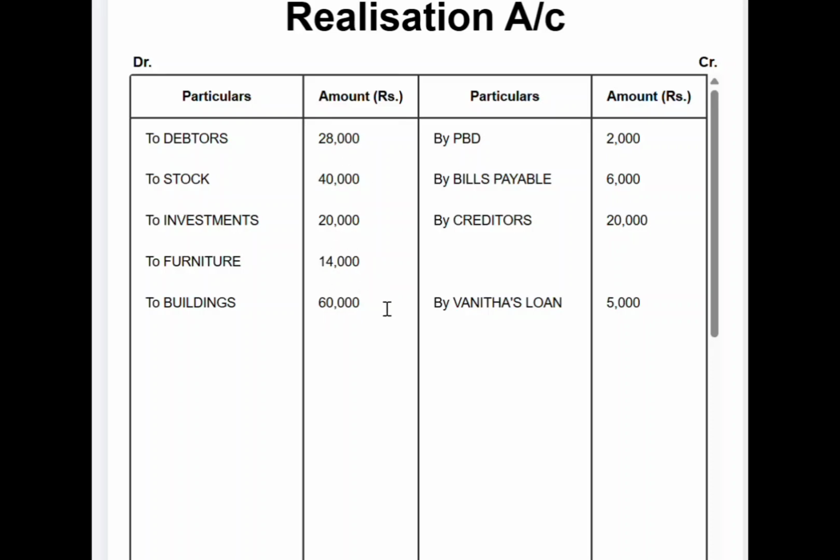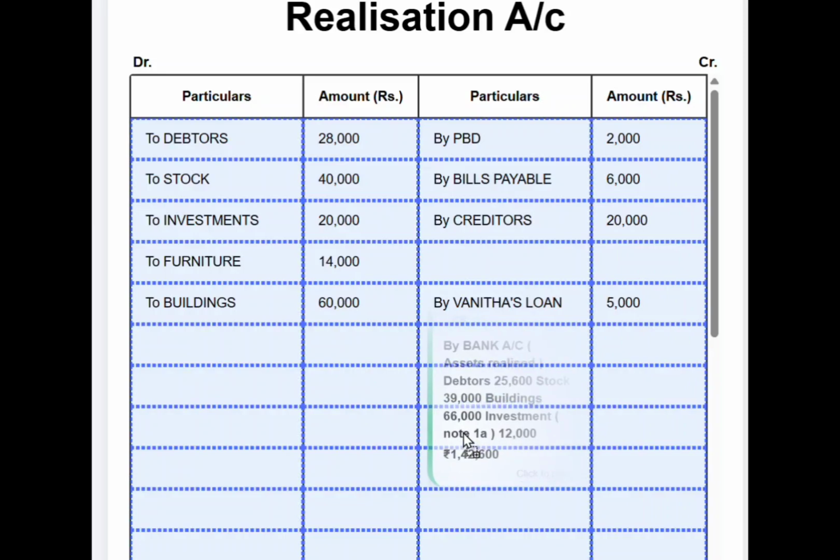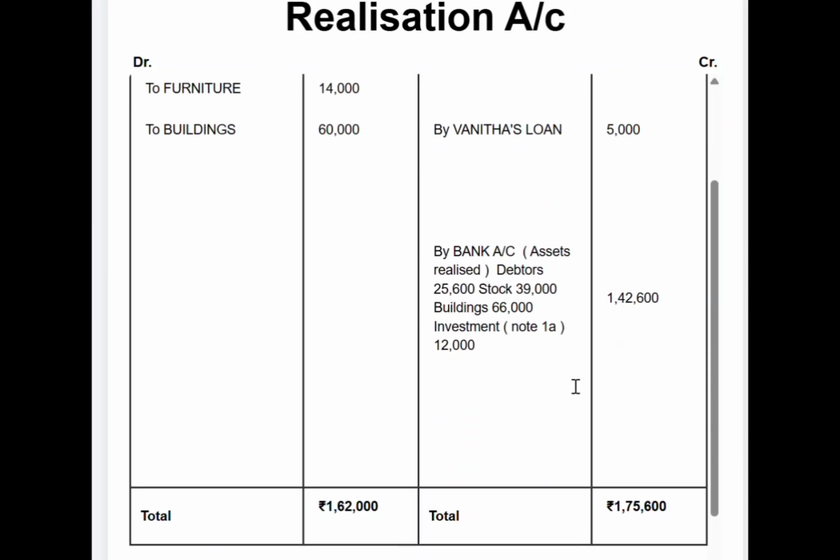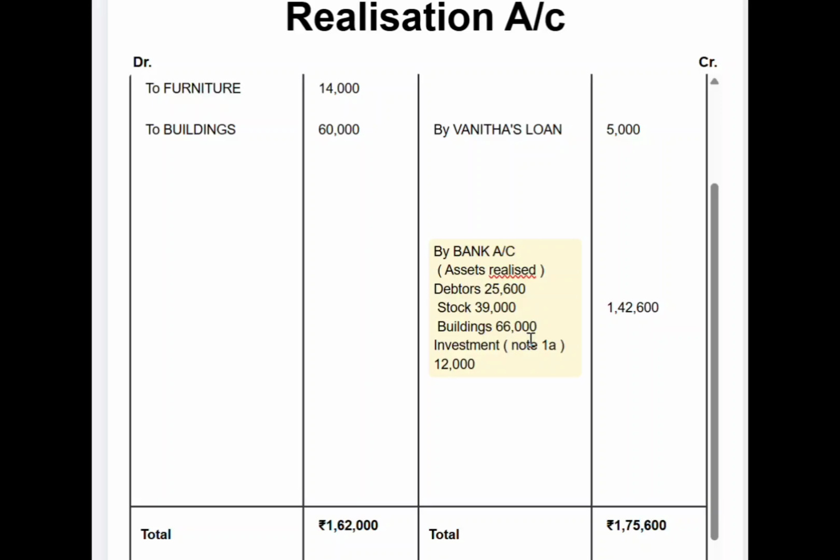So first let's record all the assets that are being realized in the realization account, which will appear under bank account. So on the credit side, we will write it as by bank account. That is the assets that are being realized. So let's write it on the credit side as by bank account. The assets realized are debtors are realized at rupees 25,600 as given in the adjustment.